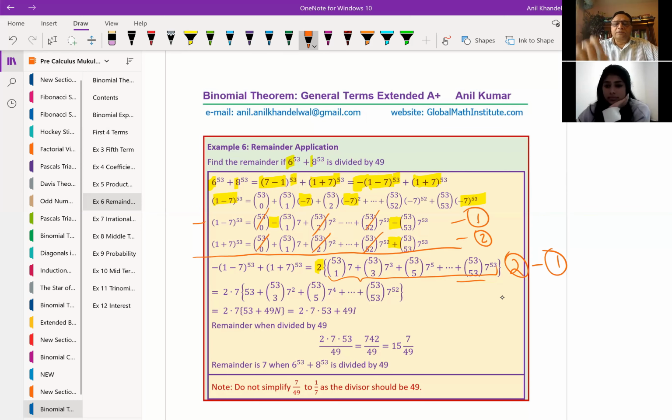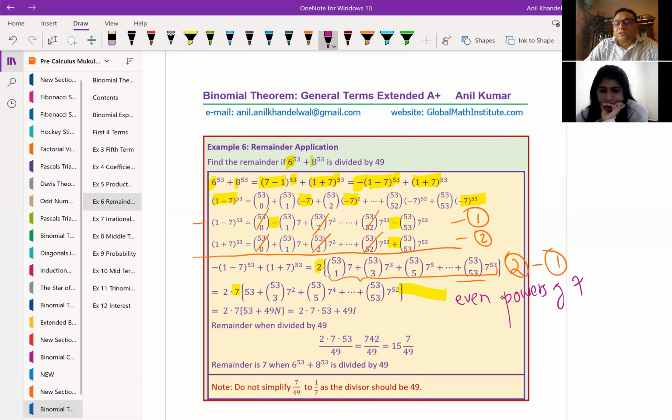Now let's move forward. You have 7 also inside as a common factor, so we can factor out 7. So that is the next step. I factored out 7, leaving 53 as your first term and making all of the powers even powers of 7. Do you notice this now? So now we have even powers of 7, right? Because you took a 7 out. We took the 7 out.